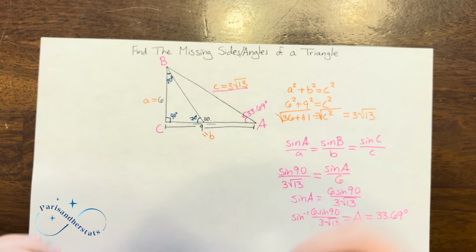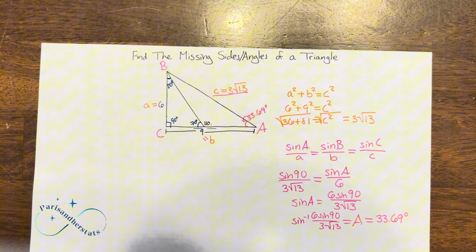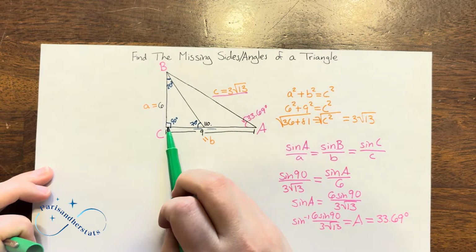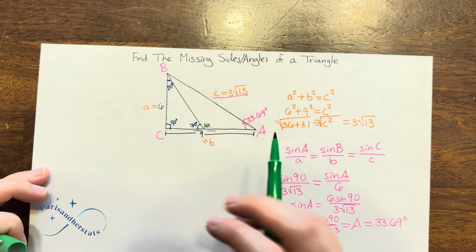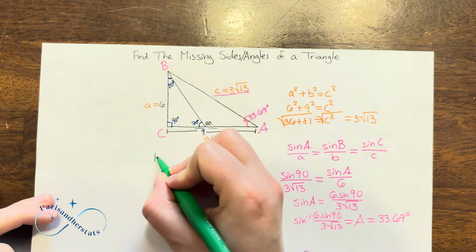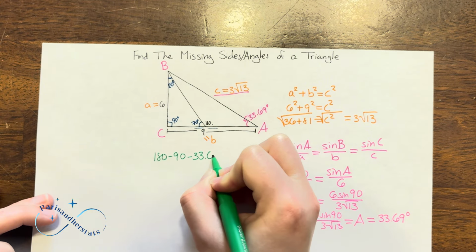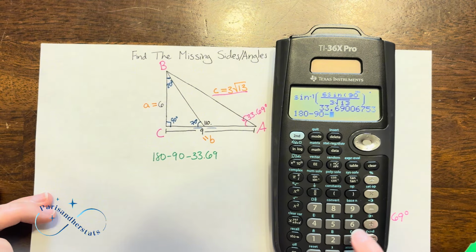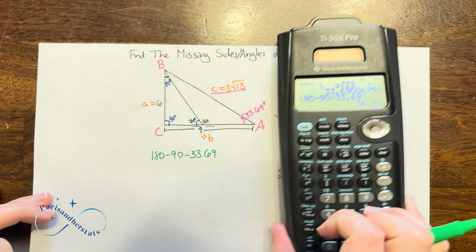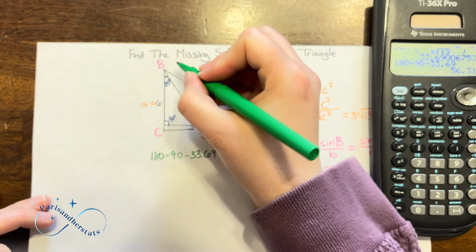33.69 degrees. Well, we now have the ability to find the rest of the angles of our triangle. Because we know that these angles here must equal 180 degrees, we can know that 180 minus 90 minus 33.69 gives us 56.31 degrees. That is our angle B.